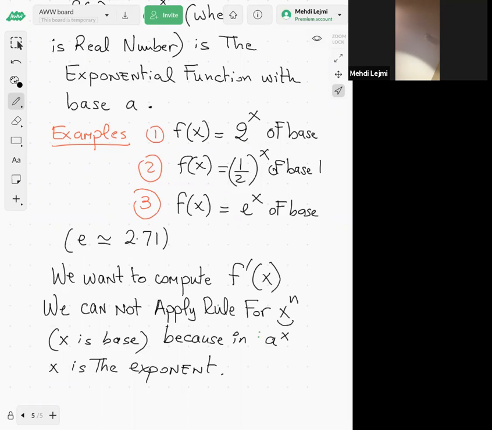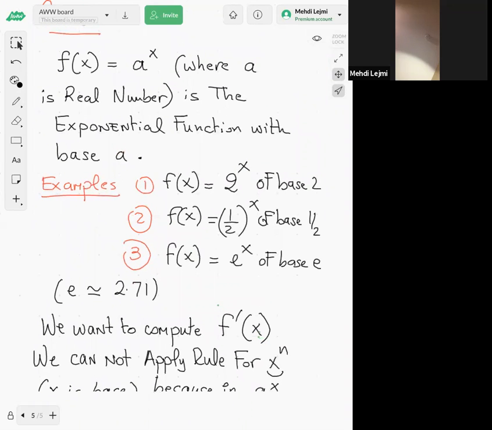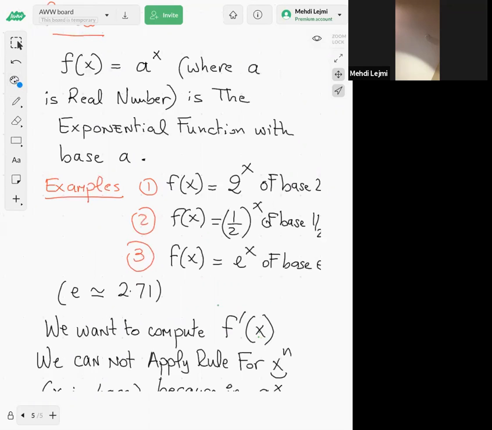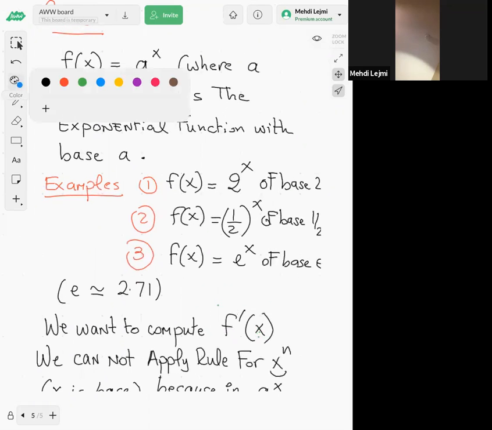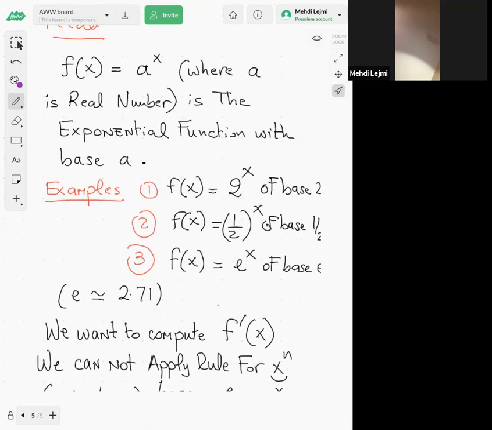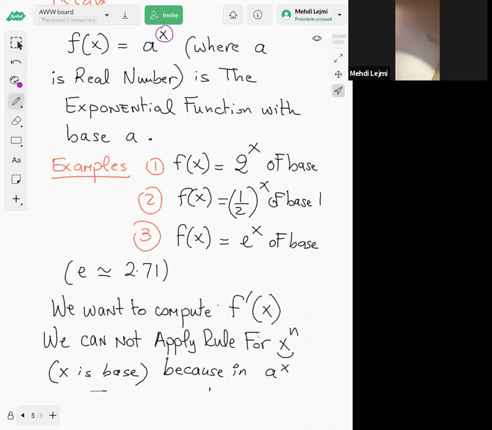So we cannot really apply the rule for x to the power n, because here x is not the base, x is the exponent. Does it make sense to you guys why we cannot apply the rule for x to the power n to this a to the power x? So you see the difference. In a to the power x, x is the exponent. This is really important. When you have x to the power n, x is the base, not the exponent. So we cannot apply the same rule.